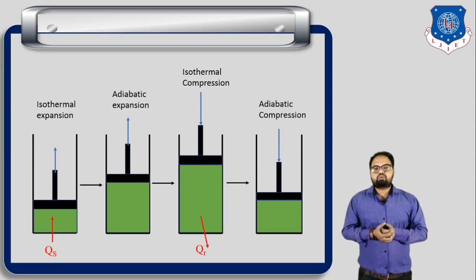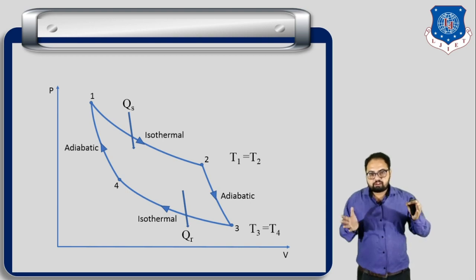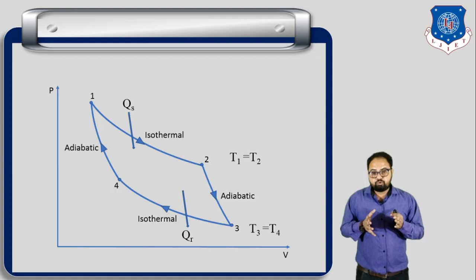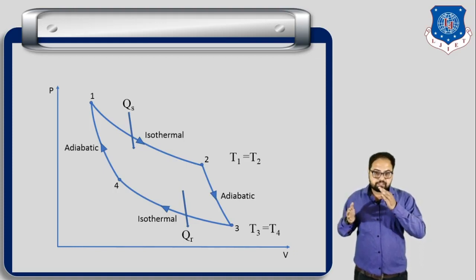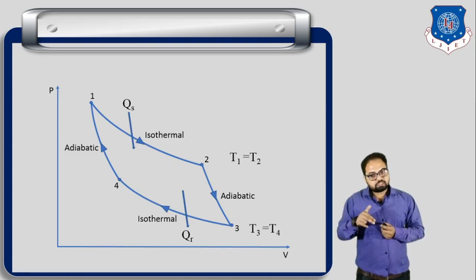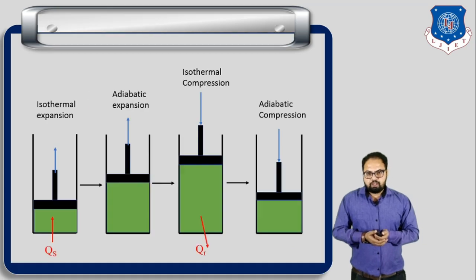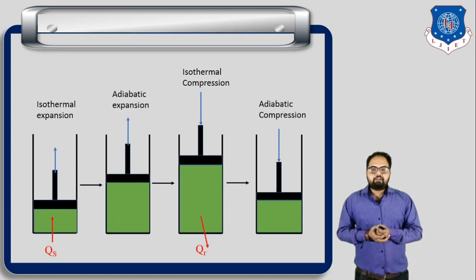So this process is known as isothermal compression process. Okay, and in this PV diagram, you can see that there is a compression of the gas, and due to that there is an increase in pressure and a decrease in volume, and during this process heat is rejected.